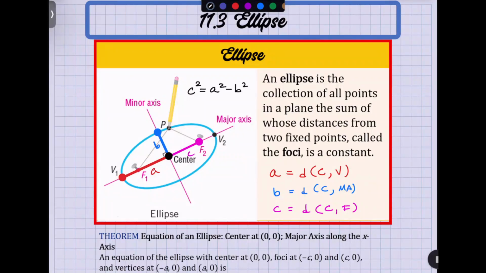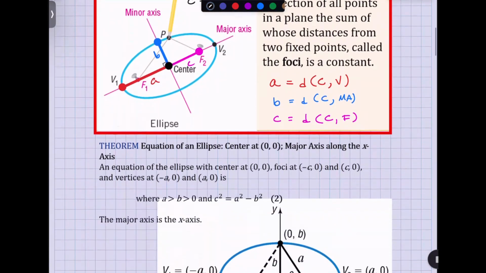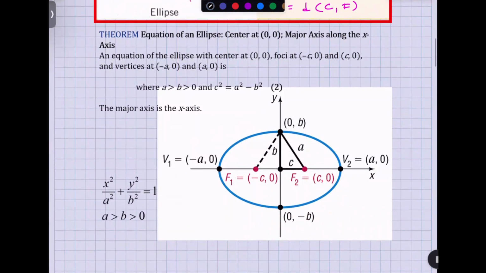Now, just like the parabola, we talked about first when the vertex was at 0, 0, what happens to the equation. So with the ellipse, we're going to talk about where the center is. If the center is at 0, 0, what the equation is going to look like versus when it's not at 0, 0. So here is what happens when it's at 0, 0.